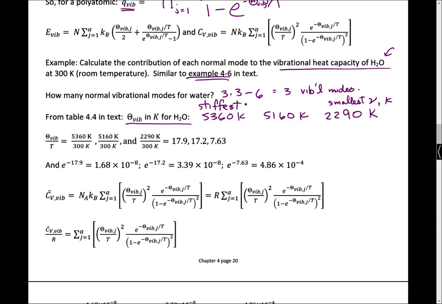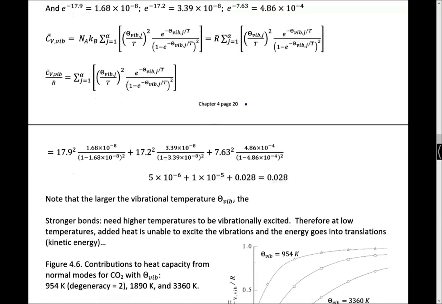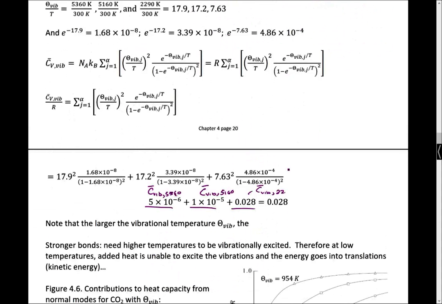All right. So once I have that equation, all I need to do is put in the vibrational temperature over the actual temperature of the room. And when I do that, I see that I get 3 contributions. So this is going to be C vib for 5360. This is going to be C vib for 5160. And this last one is going to be C vib for, I've forgotten what it is now, 2290. Okay?